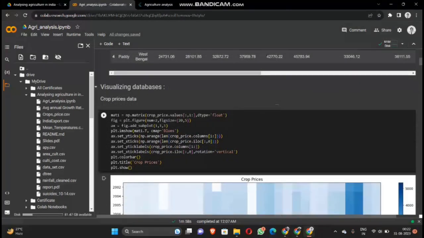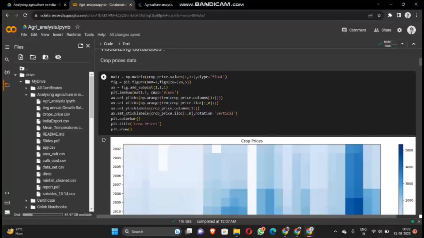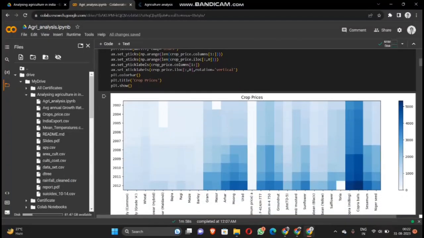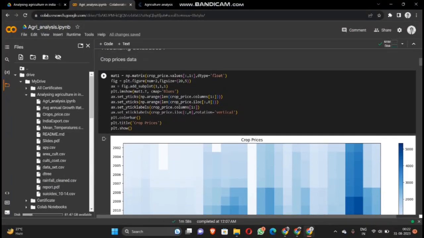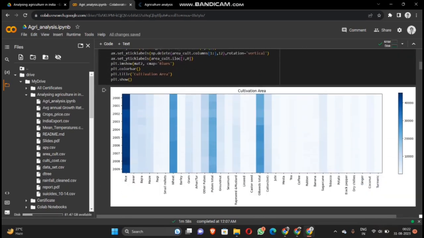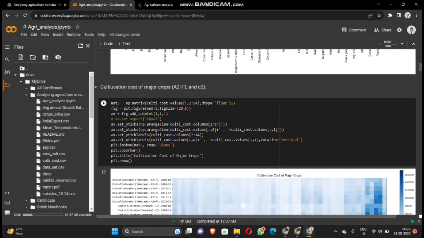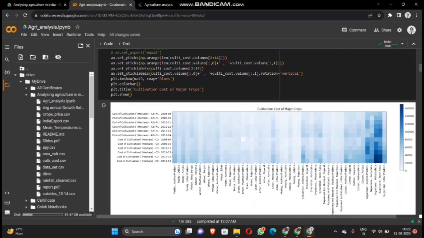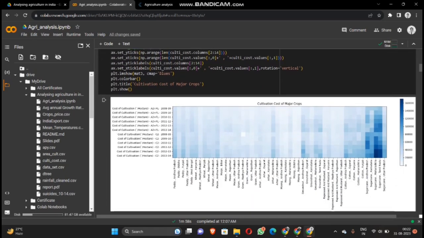The next step is visualizing the data sets. I am using the metrics. I am visualizing crop price data, then area under cultivation. Similarly for cost of cultivation of major crops. Here I am using the formula, area-wise FL, and the C2, which is our crop price. So it is the data of that.